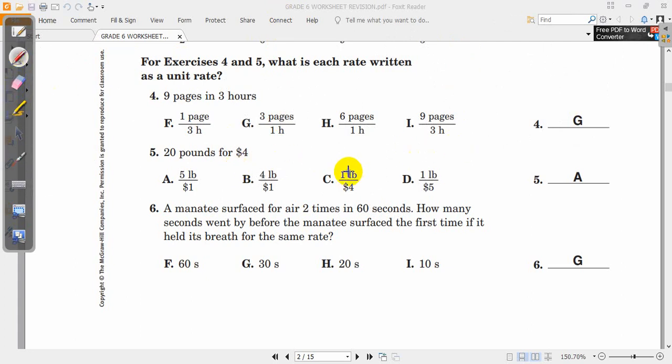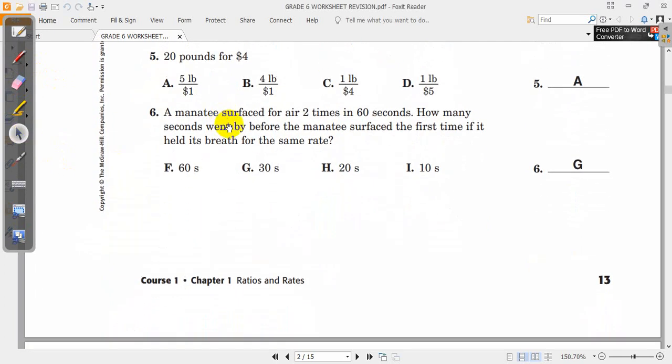Okay, number 5, 20 pounds. At number 5, he said 20 pounds for $4. So 20 over 4 will give you 5, so it's 5 over 1. Here it is, your answer, A.